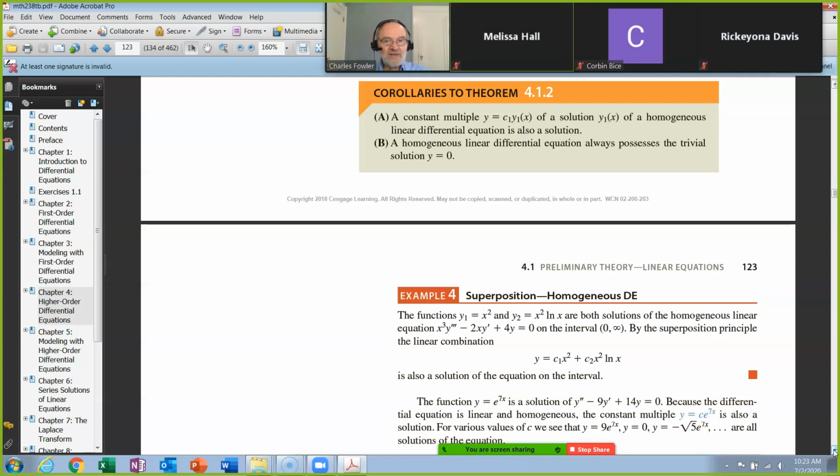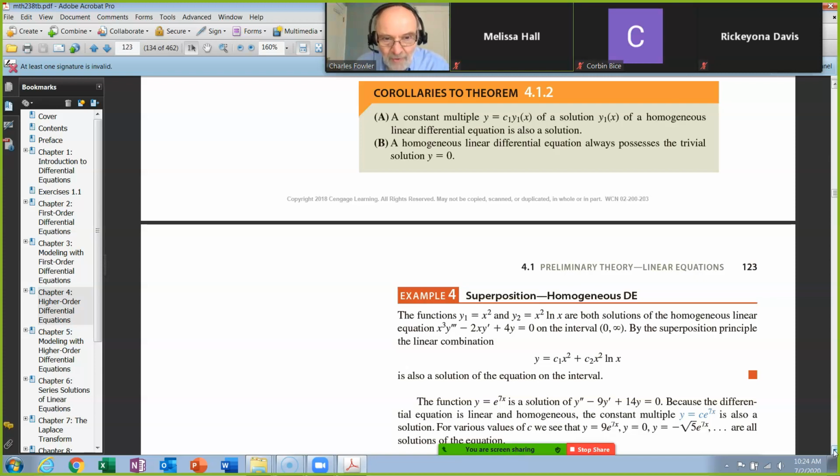Okay? Here's a second corollary. A homogeneous linear differential equation always possesses the trivial solution y equals 0. Now if you think about that, of course that's true, because if your y is equal to 0, then y prime is 0, y double prime is 0, all your derivatives are 0 if it's a homogeneous linear differential equation. Sure, that's going to equal 0, no matter what your c's are or anything else. This is not true for a non-homogeneous equation, definitely not, but for a homogeneous one it is.